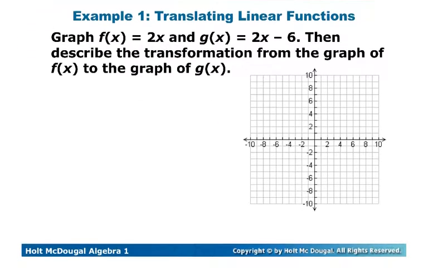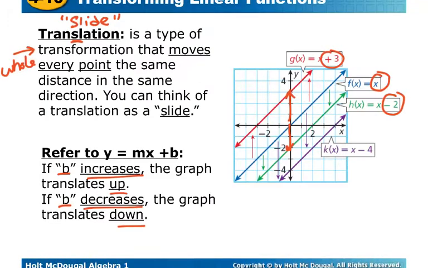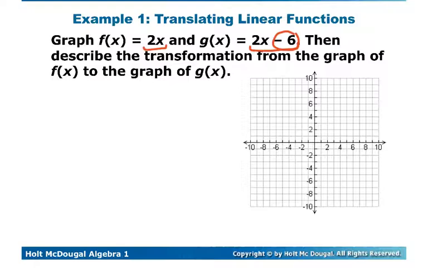Alright, so we're going to do an example to see how this works. We're going to graph the function 2x, and we're going to graph the function 2x minus 6, and describe the transformation from the graph. So hopefully you can notice that one of them is just 2x, and the other is 2x minus 6. That means the minus 6 is the thing that's transforming, and as we looked at, if b decreases, because we're going to minus 6, it will be moving down. So we can identify that it's going down 6 units before we even graph it. Alright, so to graph here we've got 2x.